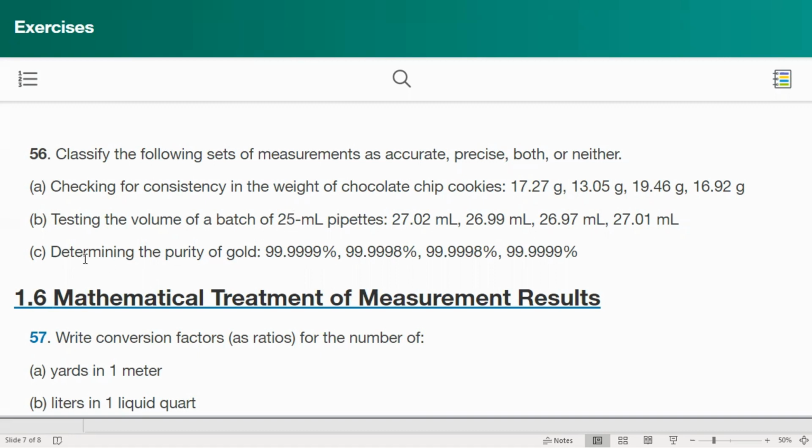If we plotted this, determining the purity of gold. So 99.99%. Well, you can't get higher than 100%. So I'd say this is accurate and precise, because we have just small differences here. Two of the numbers repeat and the other two numbers repeat. So I'd say it's accurate and precise.